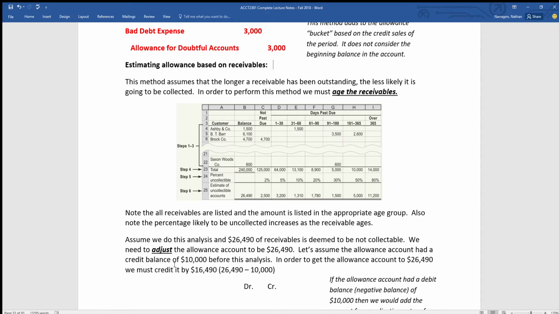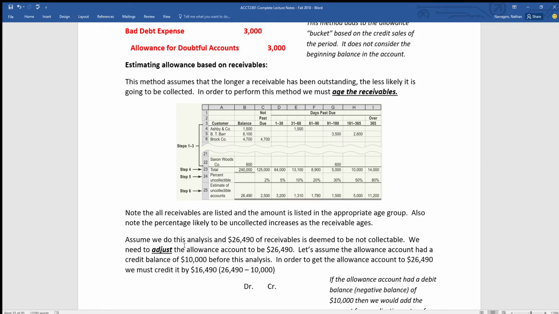So with that adjustment, we need to make ADA, or our allowance for doubtful accounts, the same as this number. So this is more of an adjusting entry. Okay, so with this being said, we know we've got to make it 26,490. We're going to assume that right now it has about 10 grand in there right before this analysis. Because it has 10 grand and we need to get it to 26,490.